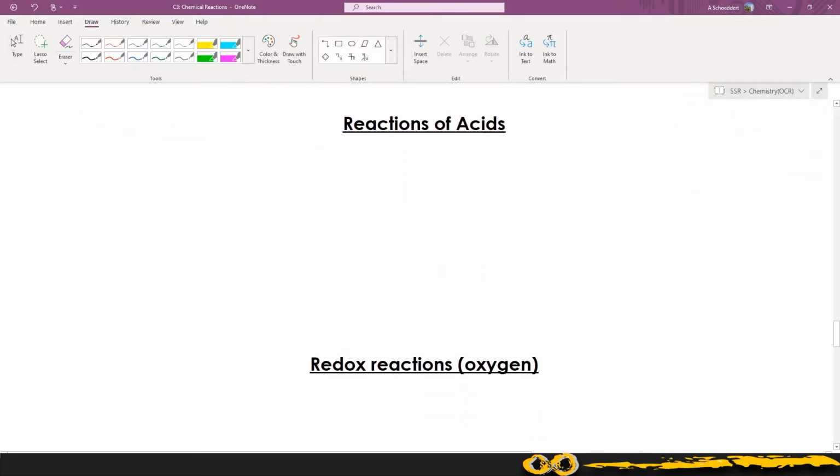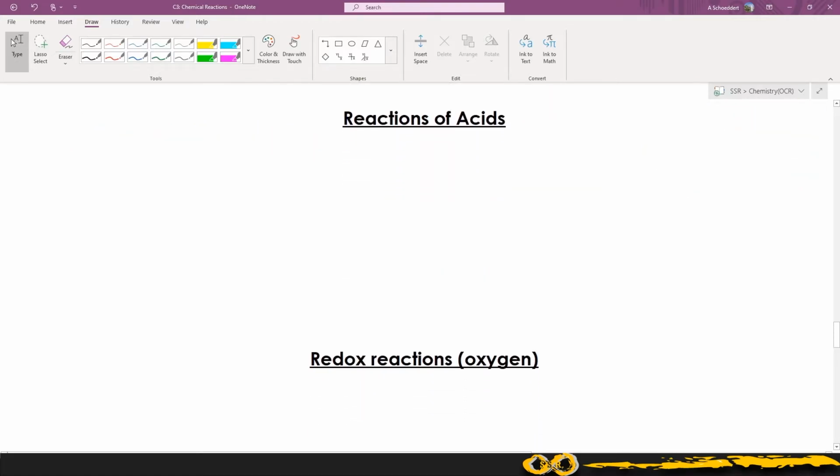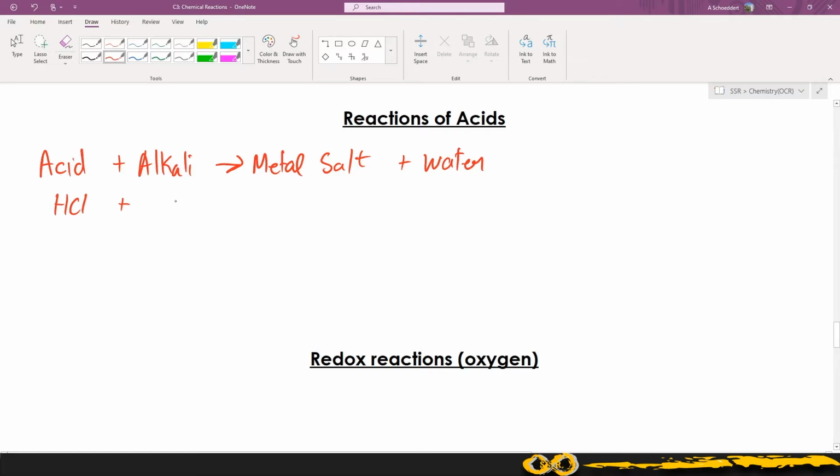And there are 3 types of neutralization reactions that you need to be aware of. The classic reaction is an acid reacting with an alkali in order to produce a metal salt and a molecule of water, and that water allows the solution to be neutral. The classic example of this would be hydrochloric acid and sodium hydroxide reacting to make the metal salt sodium chloride and a molecule of water.